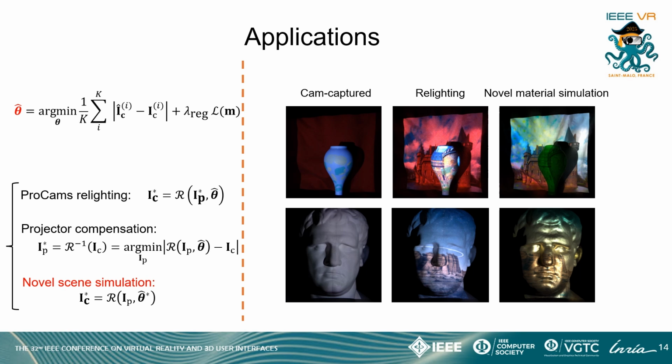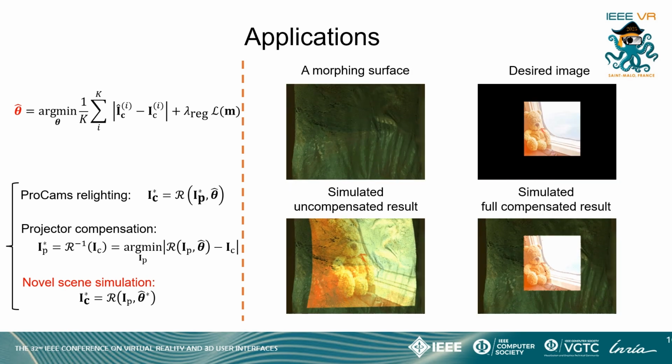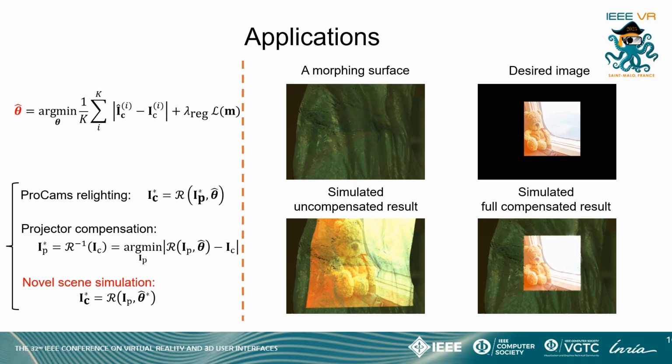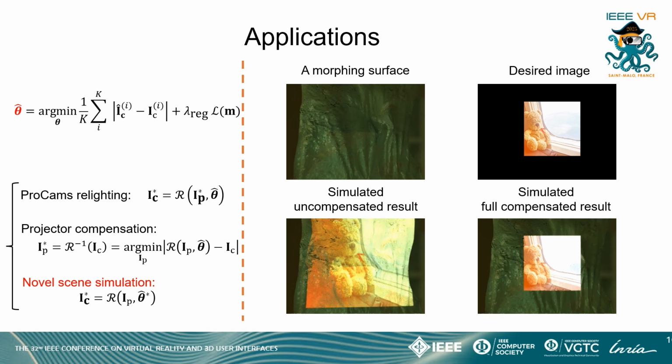The figure on the right shows material editing for two scenes arranged in two rows. The first column displays the scene as captured by the camera. The second column shows the relighting result obtained by changing the projector input pattern. And the third column presents a novel scene rendered by the camera after the PBR material of the scene has been changed while projecting the same pattern as the second column. Similarly, the geometry of the scene can also be edited. Here we demonstrate an example where our DPCS is applied to compensate for a morphing surface.